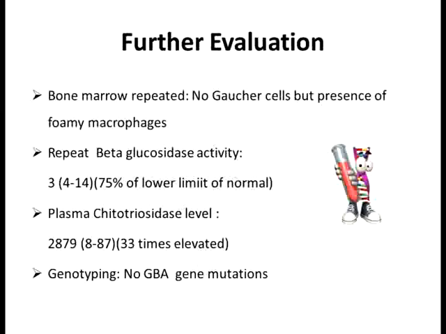Repeat beta glucosidase activity was still normal but not so low, 75% of the lower limit of normal. Plasma chitotriosidase was still elevated, about 33 times. And the genotyping was normal, which has conclusively ruled out Gaucher's disease at least. So this is the reason why, before the ERT, they went back again.